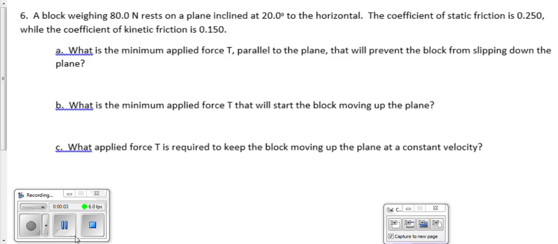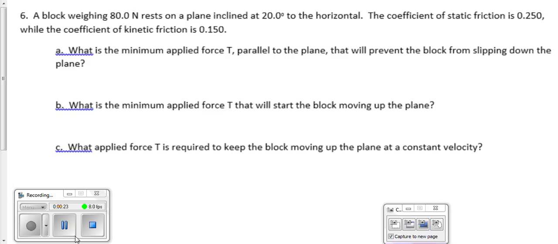Okay, so this problem is problem number 6, and we're going to answer all of question A together and help you out with question B, and then if you still need help, you can come see me one-on-one for question C. So it says a block weighing 80 newtons rests on a plane inclined at 20 degrees to the horizontal.